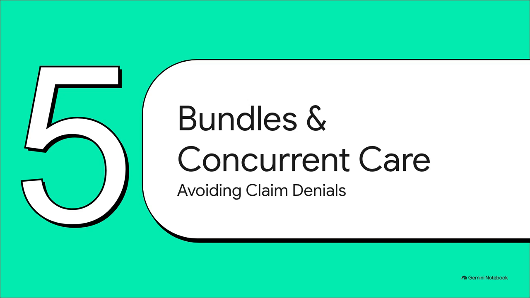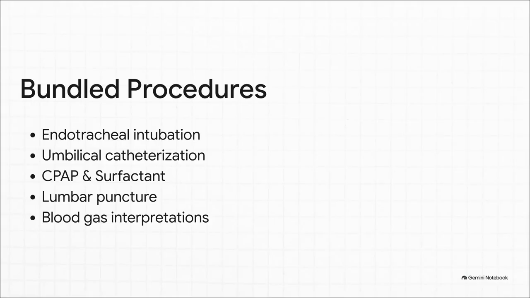Finally, Section 5, Bundles and Concurrent Care, or How to Avoid Claim Denials. This right here is where claim denials happen the most frequently. It's the biggest gotcha for auditors. Because these daily global codes pay so highly and account for incredibly intensive work, they bundle in a massive list of procedures. Just look at this list: endotracheal intubation, umbilical artery or vein catheterization, CPAP, surfactant administration, lumbar punctures, and even the monitoring and interpretation of blood gases.